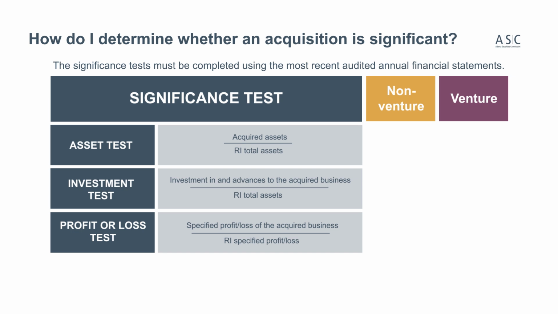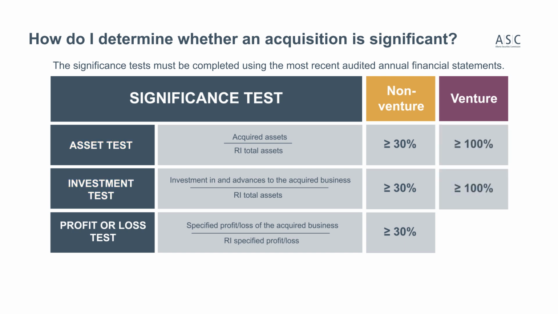For a non-venture issuer, the acquisition is considered to be significant if at least 2 of the 3 significance tests are triggered at the 30% threshold. And for a venture issuer, the acquisition is considered to be significant if at least 1 of either the asset test or the investment test surpasses the 100% threshold. Venture issuers don't need to apply the profit or loss test.